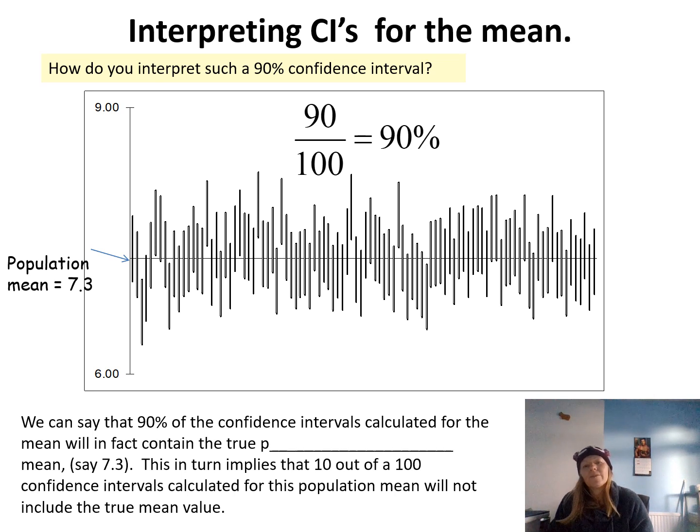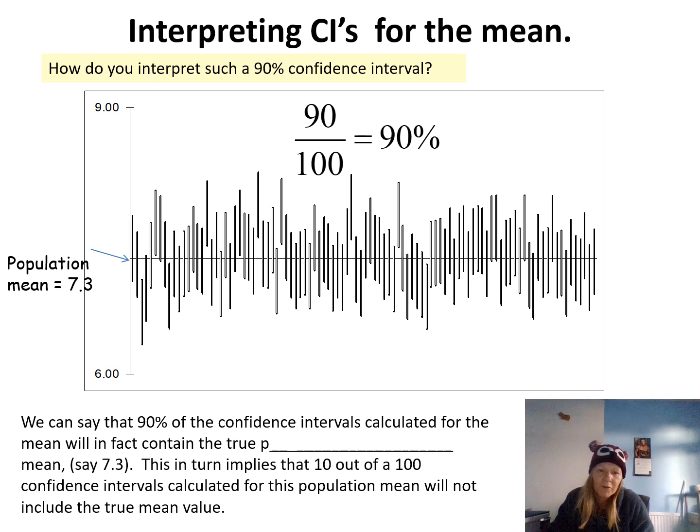Right, interpreting confidence intervals for the mean. How do you interpret a 90% confidence interval? Well, this diagram's a bit bonkers, isn't it? It is a diagram of 100 confidence intervals. Here's a scale for what mu was, between 6 and 9. The first interval found it was maybe between 7 and 7.6. And then there was another interval, then another, and then another.